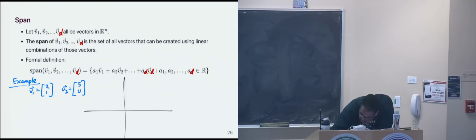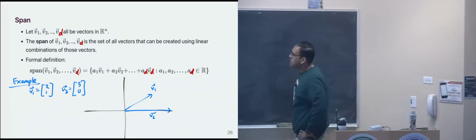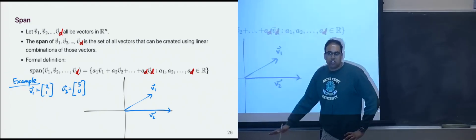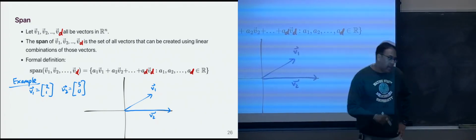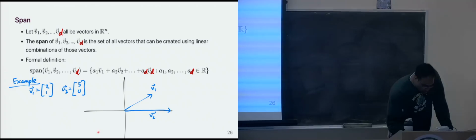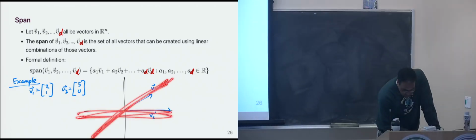I'm going to make up some numbers here. v1 is 2, 1, and v2 is 5, 0. The picture in your head should look something like this. v1 looks something like this, and v2, something like this. The span of v1 and v2 is the collection of all vectors that I can make by moving in the direction of v1 a little and the direction of v2 a little, right?